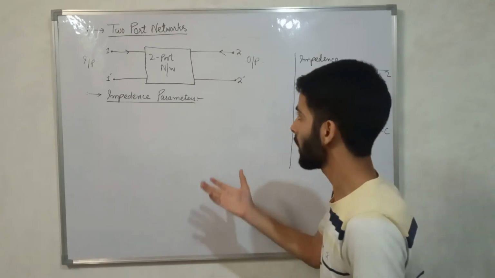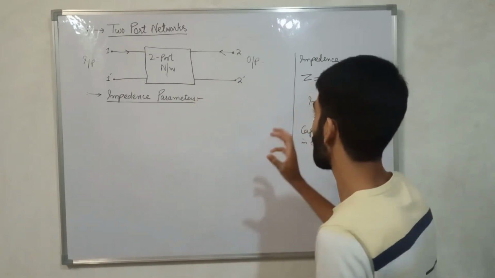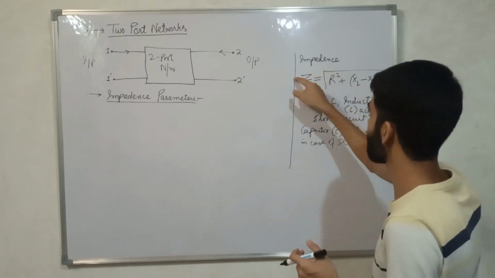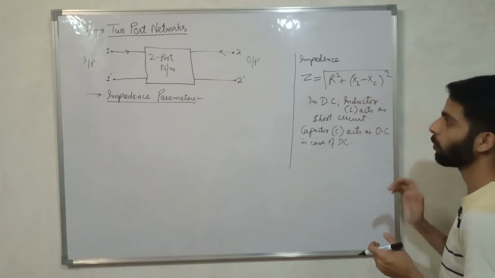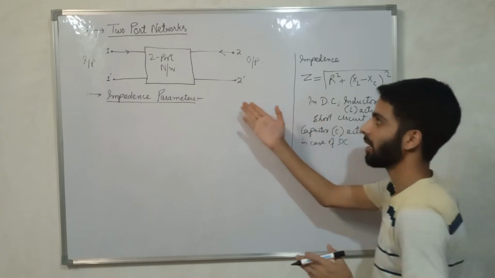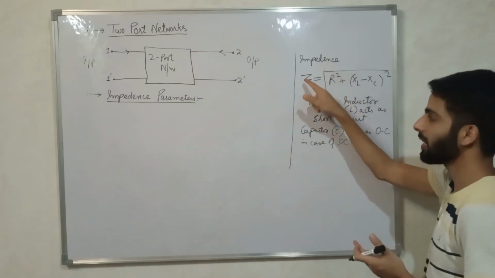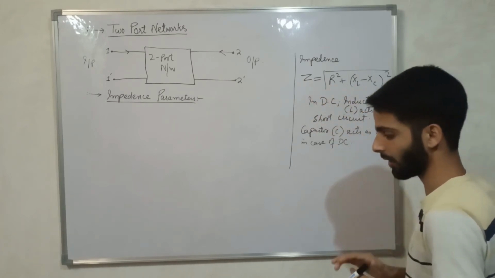But here, since we are studying DC basics and networks, taking it as an aggregate, let us consider there is an impedance which contains a little bit of the parameters of those also. So we shall be studying impedance parameters of this two-port network. What is impedance? Impedance is the mixture of resistance, capacitance and inductance.